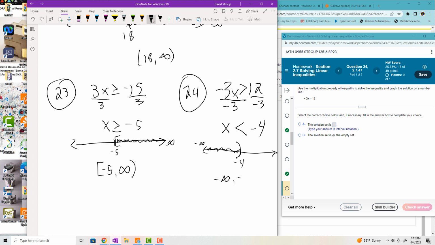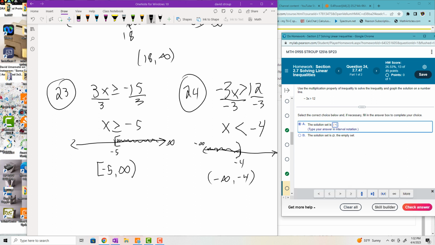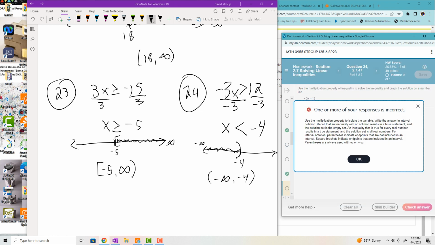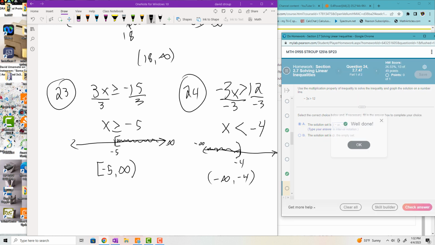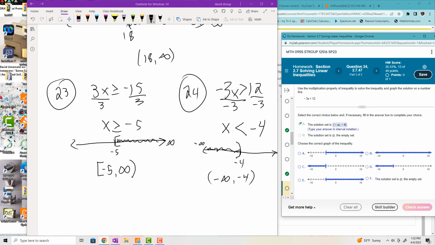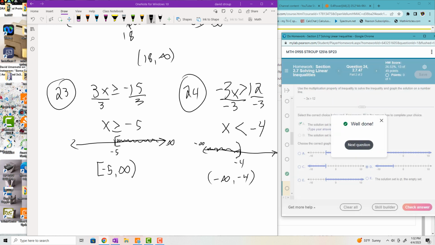So it's going to go negative infinity, negative 4, open parentheses, and infinity, parentheses. Oh, well, I reversed them, sorry. So negative infinity all the way up to negative 4. I'll check your answer. And then negative infinity to negative 4. Answer, yay.